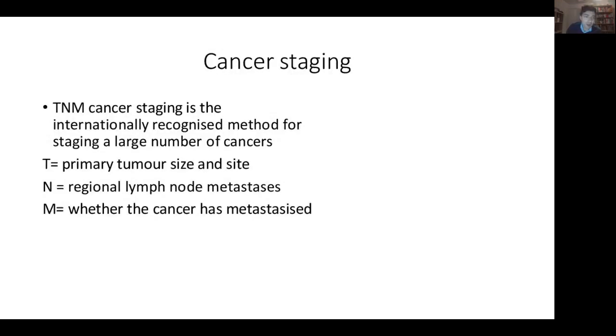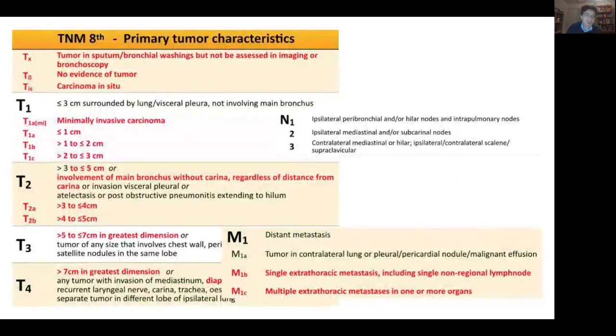TNM staging, a lot of you will be familiar with, of course, referring to the stage of the tumour, regional lymph nodes and metastases. This varies hugely between different cancers, and there is, of course, no way that you can remember this. And I'm not aware of any consultant oncologist who knows the TNM system for anything but his or her own tumour site that he or she treats.